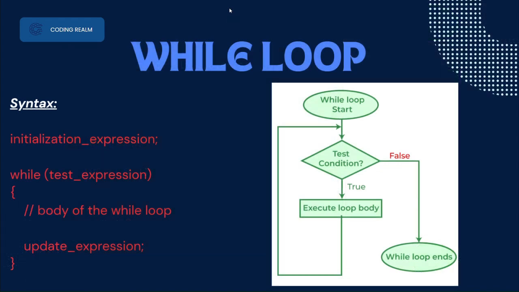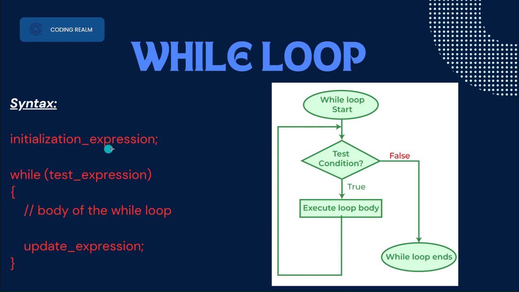The while loop. The while loop does not depend on the number of iterations. The execution is terminated on the basis of the test condition. If the test condition becomes false, then it will break from the while loop, else the body will be executed. Let's see the syntax of the while loop.